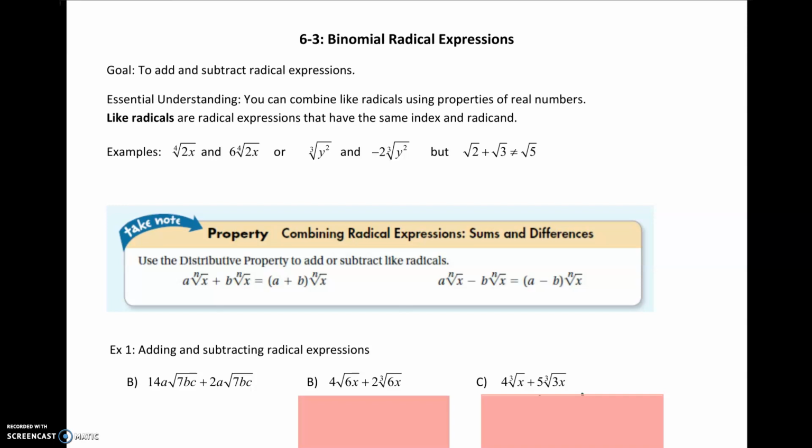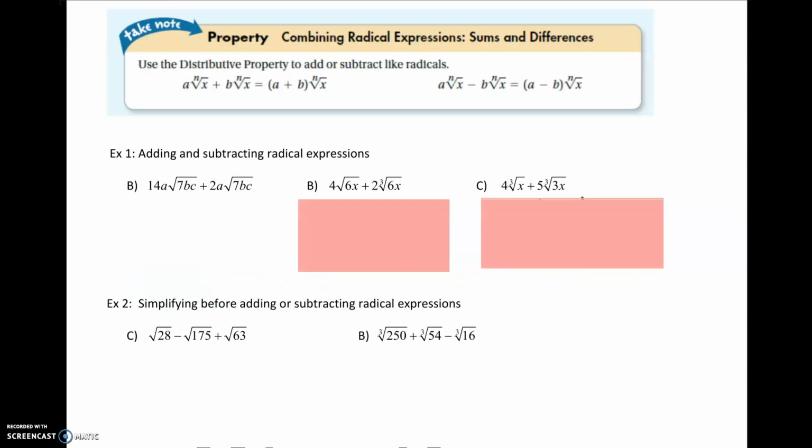Now that we've laid the groundwork to simplify radical expressions in our last section, we're going to be working with what we call binomial radical expressions, starting with 6-3. Binomial just meaning that we have two terms in our expression. Last time we left off, we were multiplying and dividing our radical expressions when we were combining them. Here we're going to look at sums and differences, so that's going to be adding, subtracting.